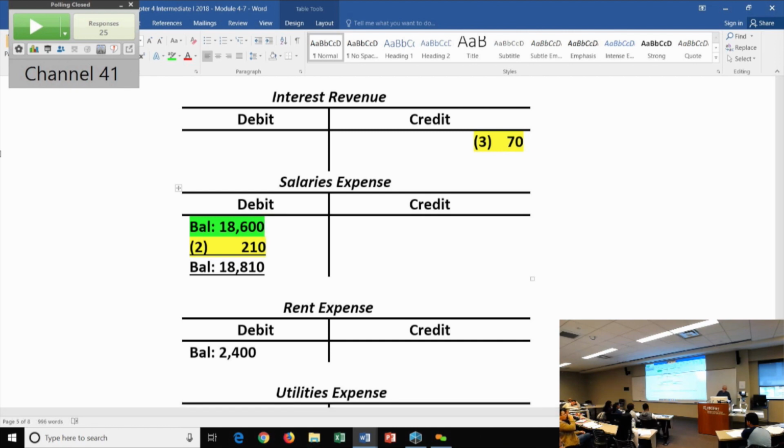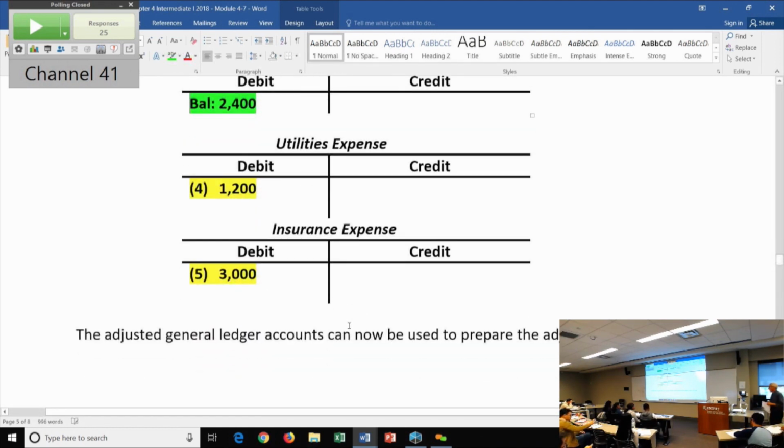And then finally, utilities and insurance were opened up as part of the adjustment process. So after the adjusting entries are posted, and the insurance, I want you to note, is 3,000, not 5,000. So if you have 5, I don't know if you have the corrected version, but this should be 3,000.